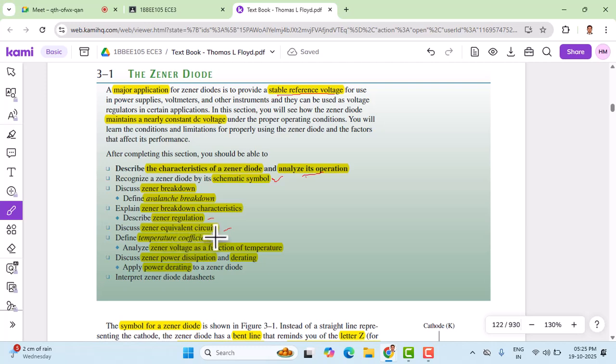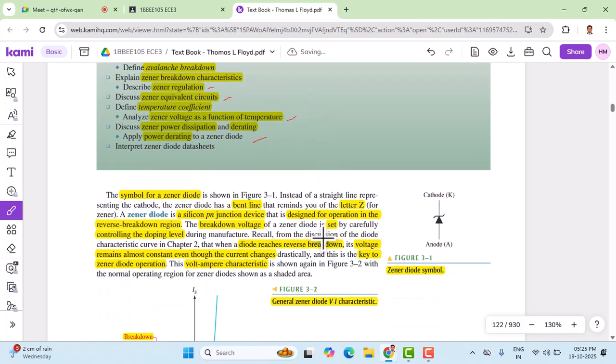We represent it with the temperature coefficient. So let us see what kind of temperature coefficient the Zener diode provides. And also we need to analyze Zener voltage as a function of temperature. We have formulas for those things. And we need to look at what is the power dissipation capacity and derating factors related to the Zener diode. So these are the various topics which we are going to discuss in today's class.